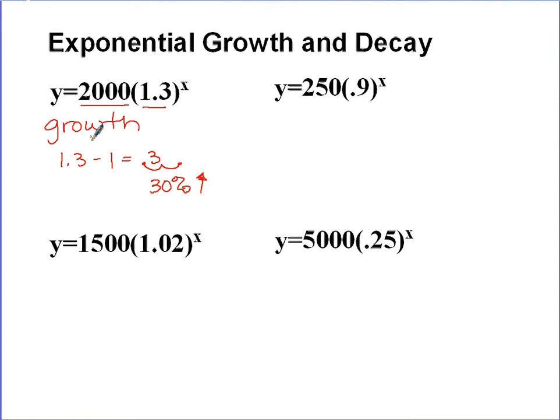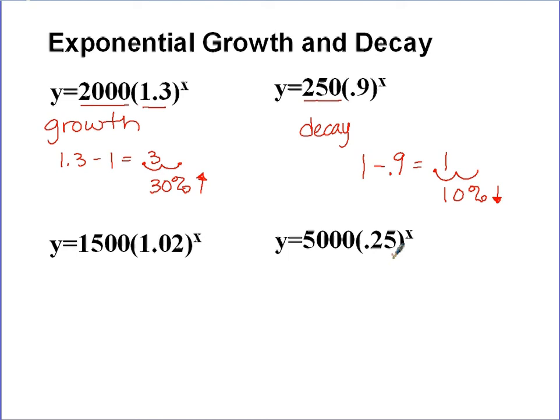Okay, y equals 250 times 0.9 to the x. This has a starting amount of 250 items or people or things or whatever this is. So we know this is a decay because 0.9 is less than 1. When it's less than 1, we want to find out how much less than 1. So we take 1 minus 0.9, and we get 0.1. Then we change that into a percent, moving the decimal 2 places to the right, and we get 10%. So this is a 10% decrease.